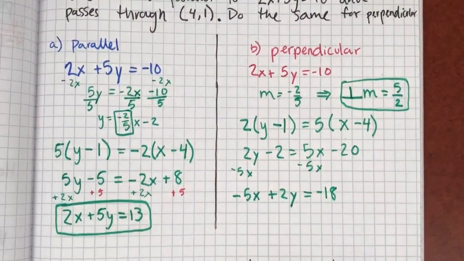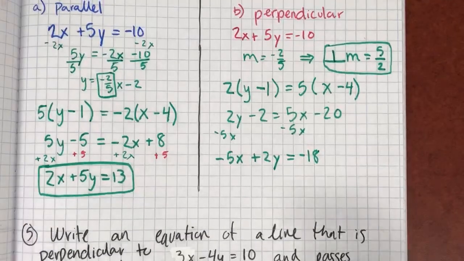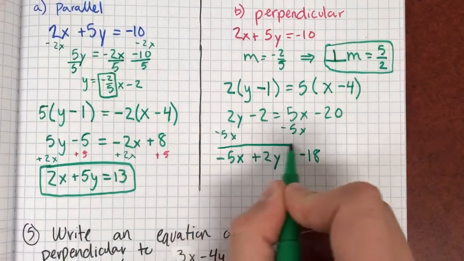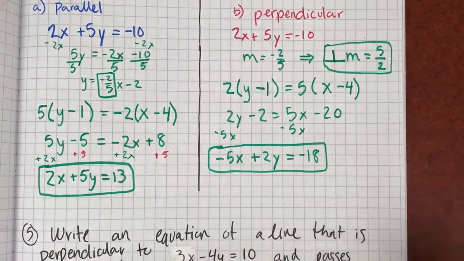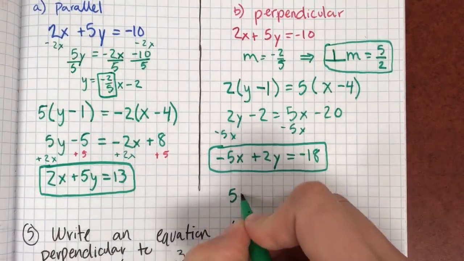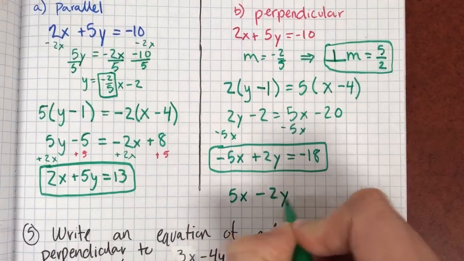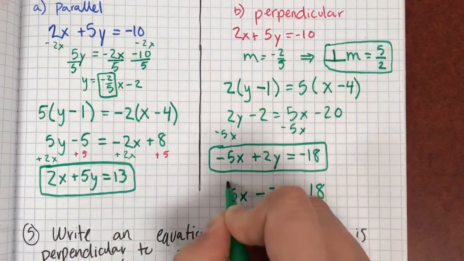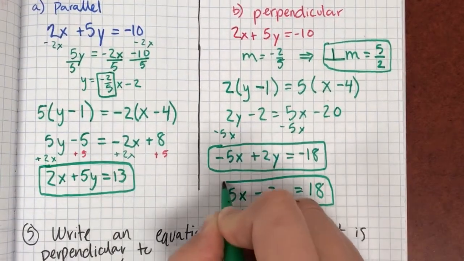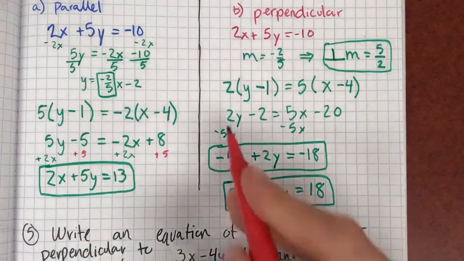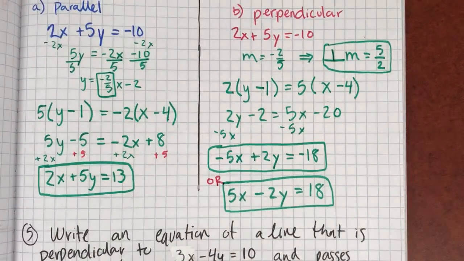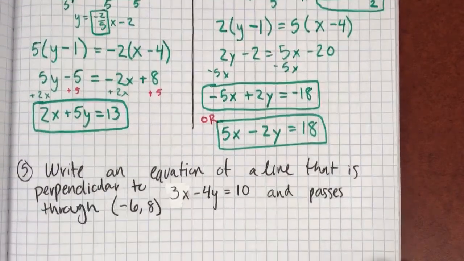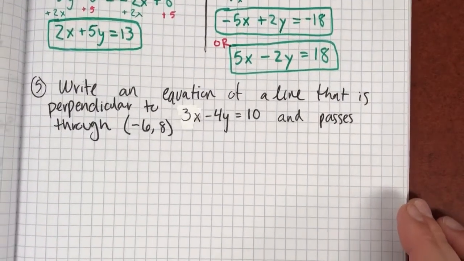Now some of you will want to leave it like that, which is acceptable. Some of you guys want to get rid of some of those negatives, so you can just divide by a negative and you can flip all of your signs. Either of these are perfectly acceptable answers.